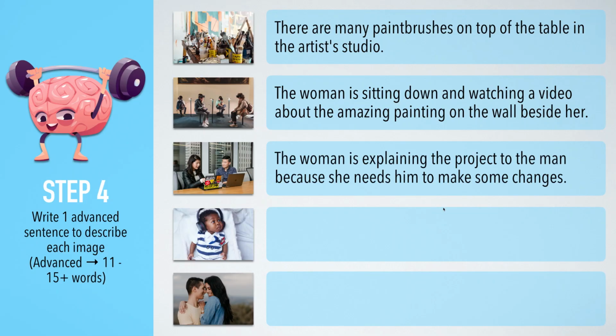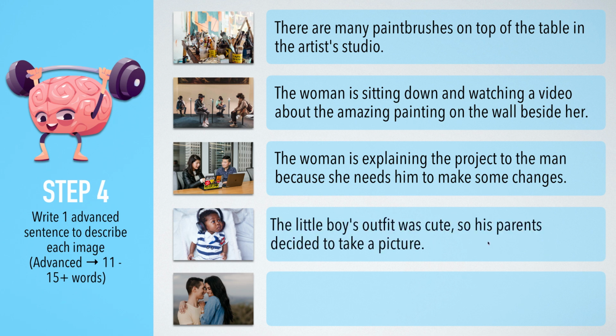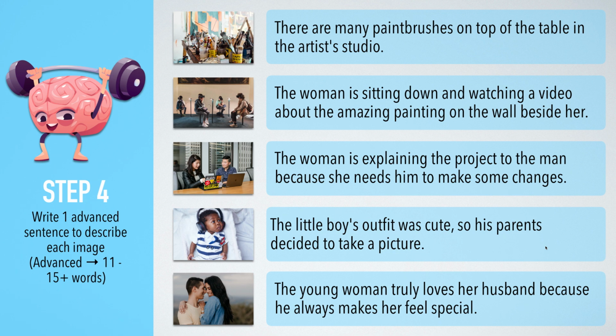Now, some of you that have studied with me for a long time know what I'm using. I'm using the 5 W's principle: who, what, when, where, why, in my advanced sentence to make it longer. You can use the same thing along with this technique. Here we go, continuing. The woman is explaining the project to the man because she needs him to make some changes. Next, the little boy's outfit was cute, so his parents decided to take a picture. And finally, the young woman truly loves her husband because he always makes her feel special.